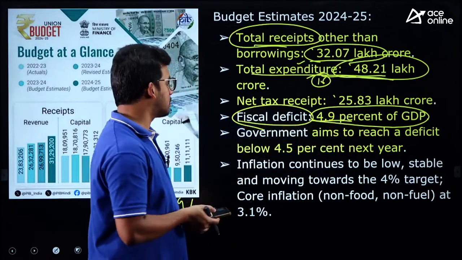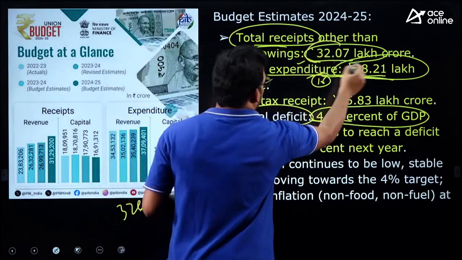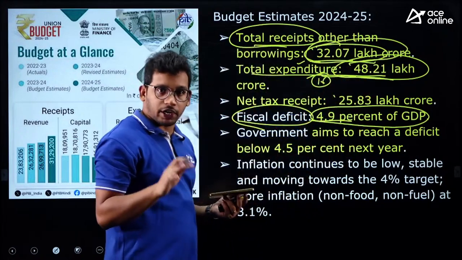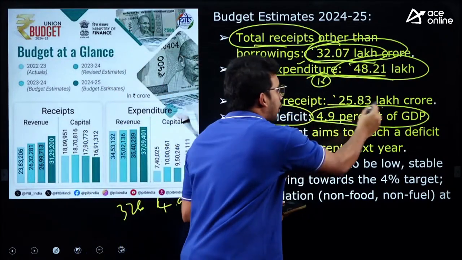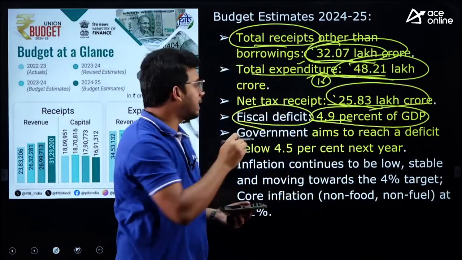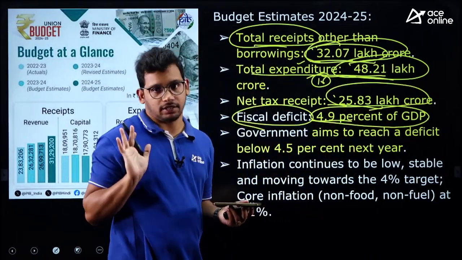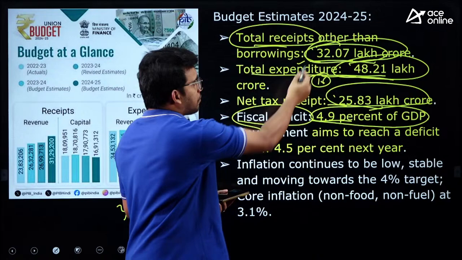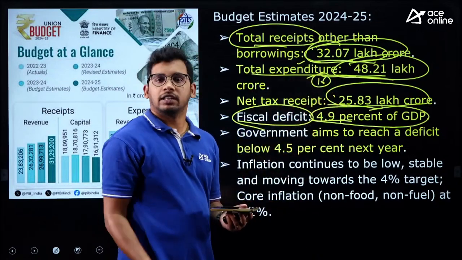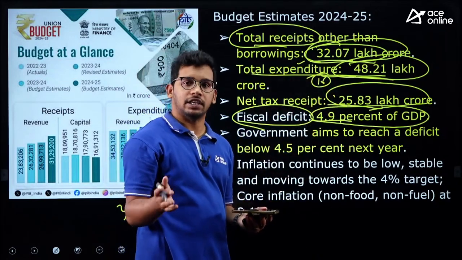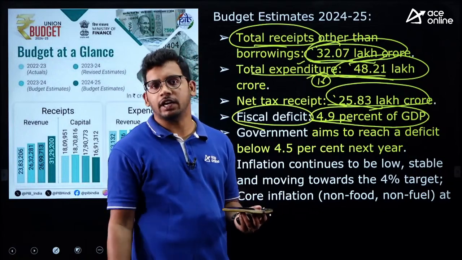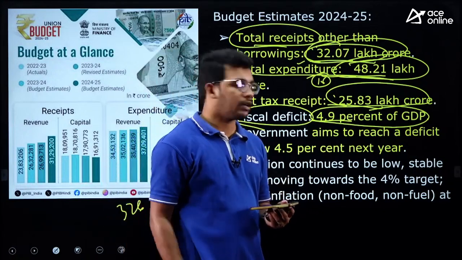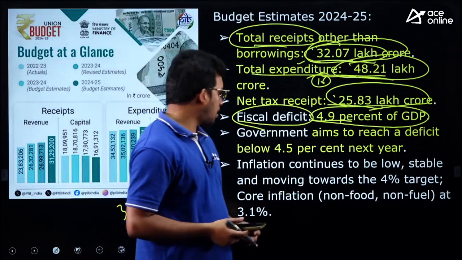Out of the total revenue that government is getting, 32.07 lakh crore, 25.83 lakh crore is net tax. So it is coming through taxes, fine. The rest, around 7 lakh crores, is non-tax receipts or non-debt receipts, for example by selling Air India or government companies. So that is the total composition.